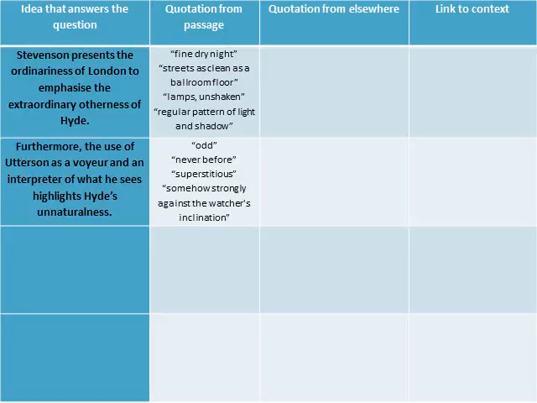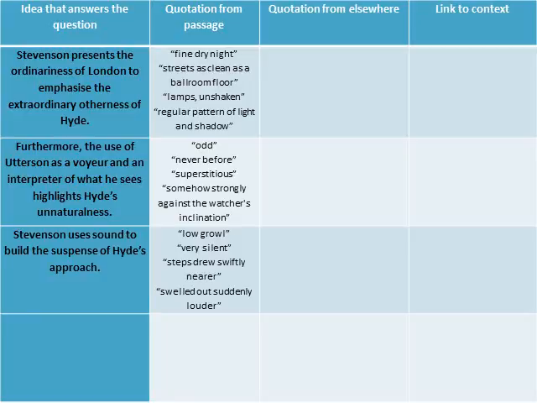My second quotations were about Utterson's experience of the setting being different from the objective description of the setting. I might make the point that, furthermore, the use of Utterson as a voyeur and an interpreter of what he sees highlights Hyde's unnaturalness. Notice that I start with that word furthermore to demonstrate that this point builds on the previous one. Thirdly, I had my quotations about sound, and the point is straightforward. Stevenson uses sound to build the suspense of Hyde's approach.